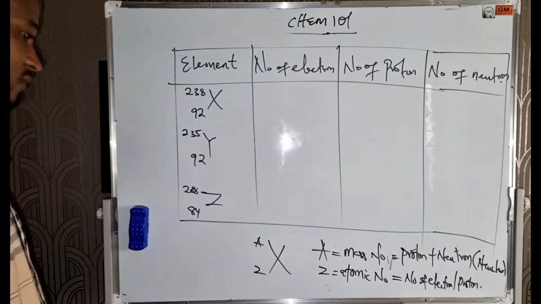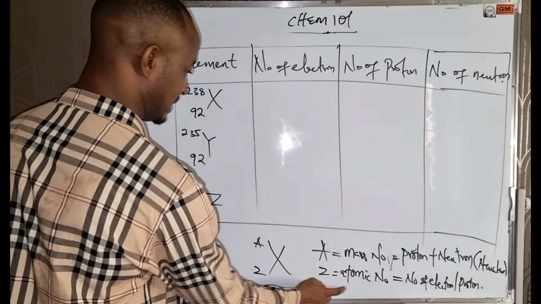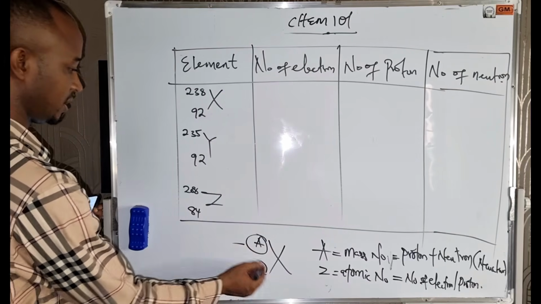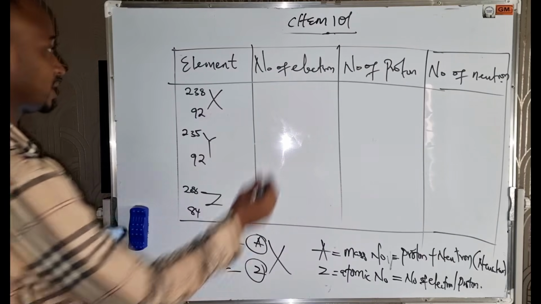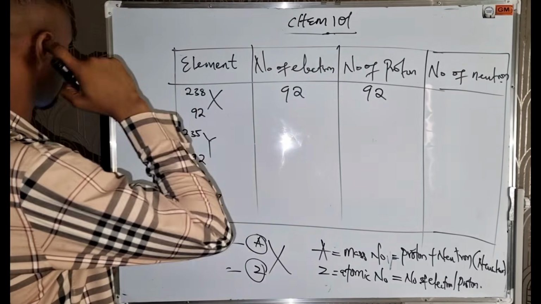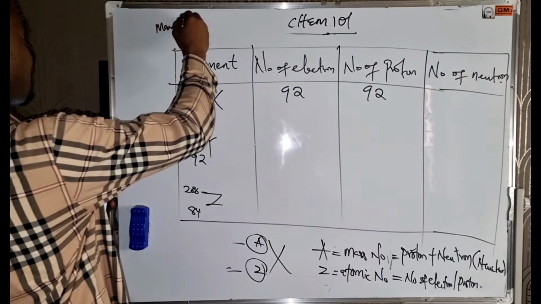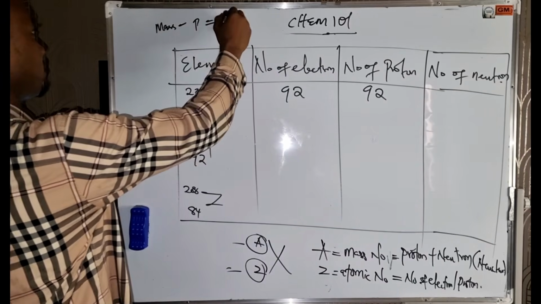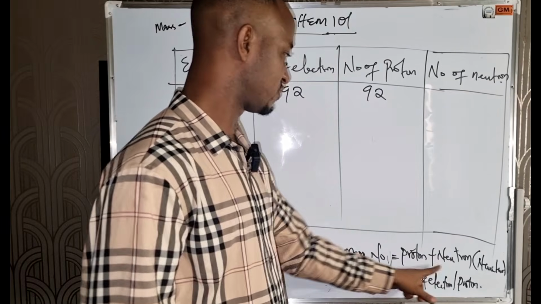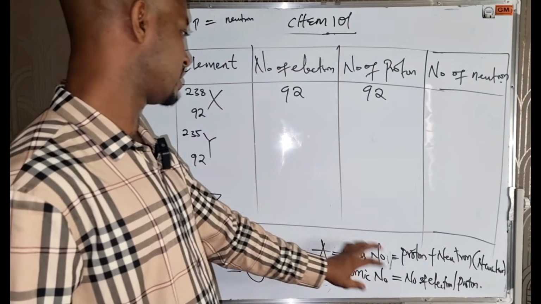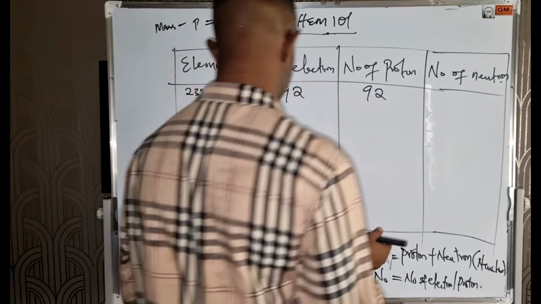Now we are asked to fill up this table, starting with the number of electrons. A represents the mass number, Z is the atomic number, which is the same as the number of electrons and number of protons. So here we have 92. For the number of neutrons, I subtract the number of protons from the mass number, since proton plus neutron equals the mass number. 238 minus 92 gives us 146.